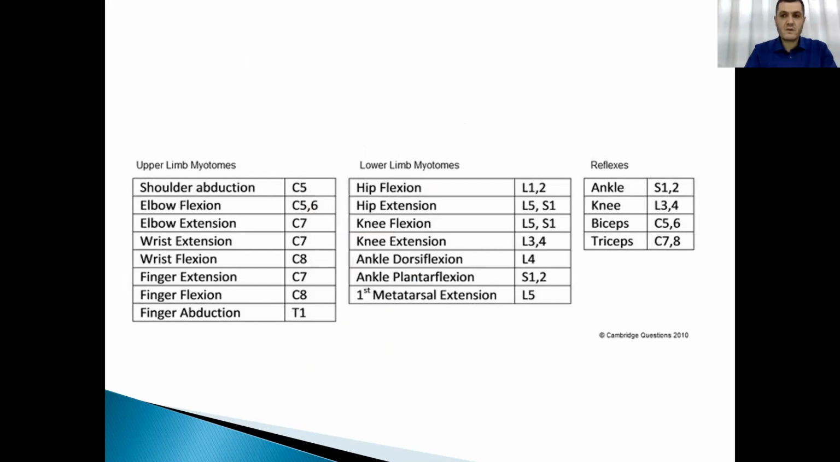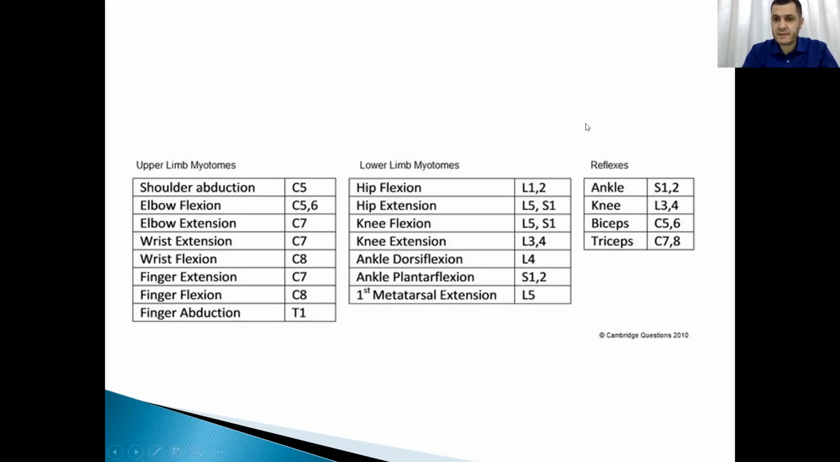We also have myotomes. Myotomes are also important. You have to know that shoulder abduction is C5, by the axillary nerve and the deltoid muscle. Elbow flexion is C5, C6. Elbow extension is C7. Wrist extension C7. Wrist flexion C8. Finger extension C7 and finger flexion C8. Finger abduction is T1. This again is for the lower limb myotomes. You have to know which nerve is responsible for which movement in both upper and lower limbs.